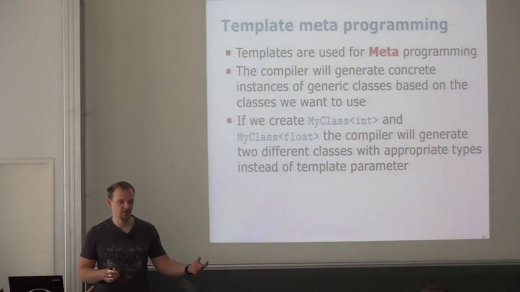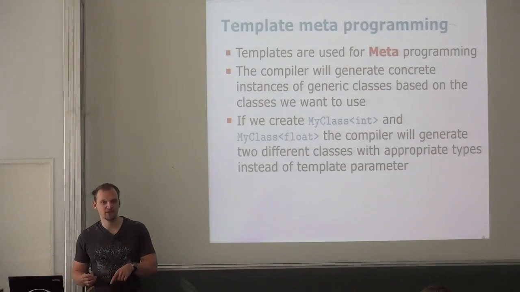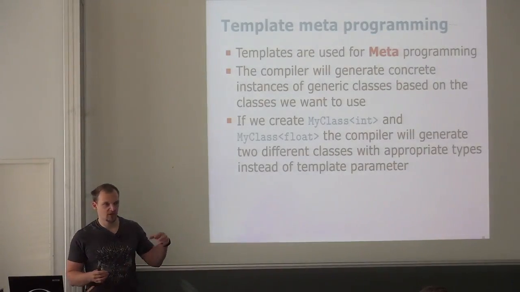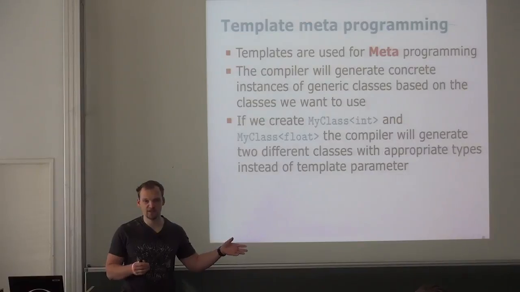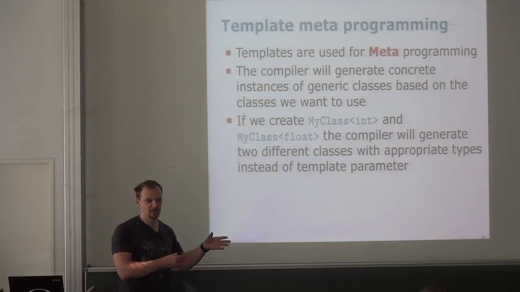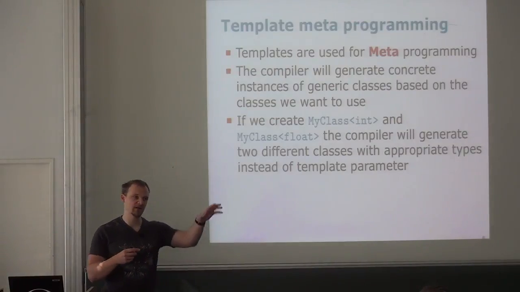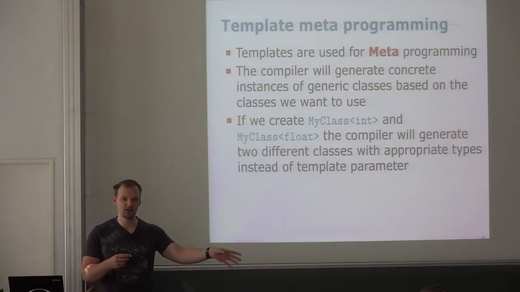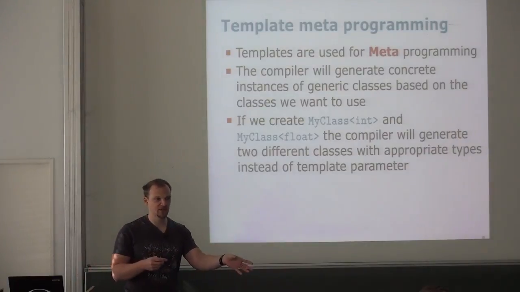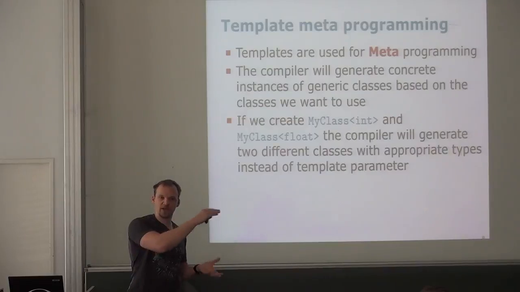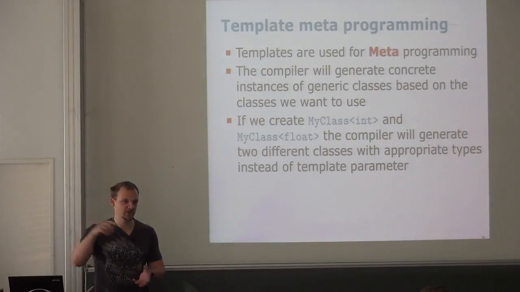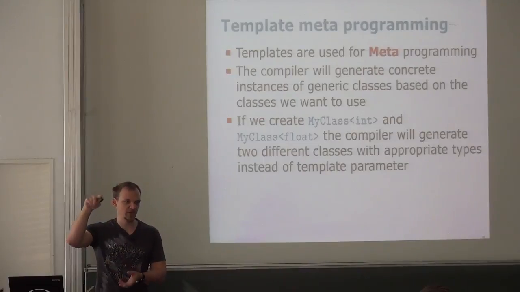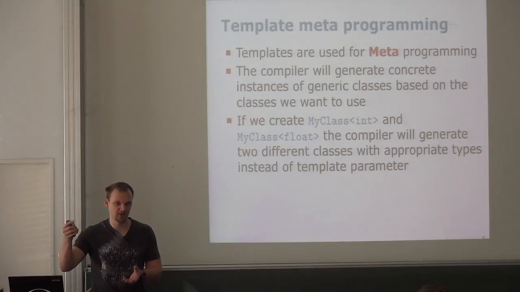And that code will be compiled and then used in your binary. Now, if I create a class of type my class double instead of my class int, the compiler will look and say, okay, I can use this implementation for integer, but I cannot use it for double, so it takes your class with template and creates another copy of it with double. So it just copy-pastes the code, replacing T with double, for example.